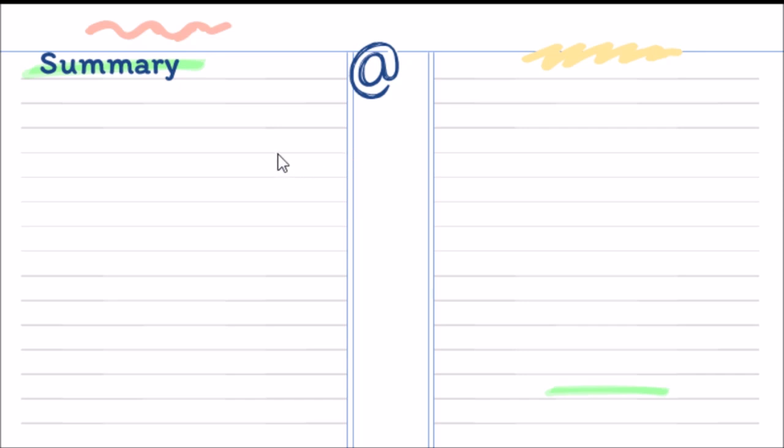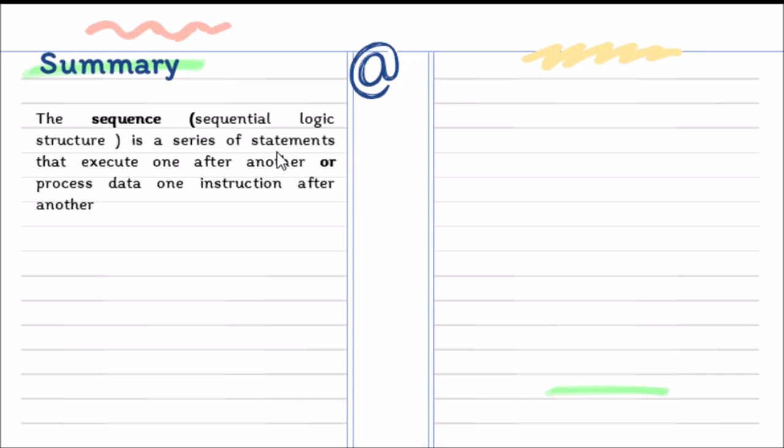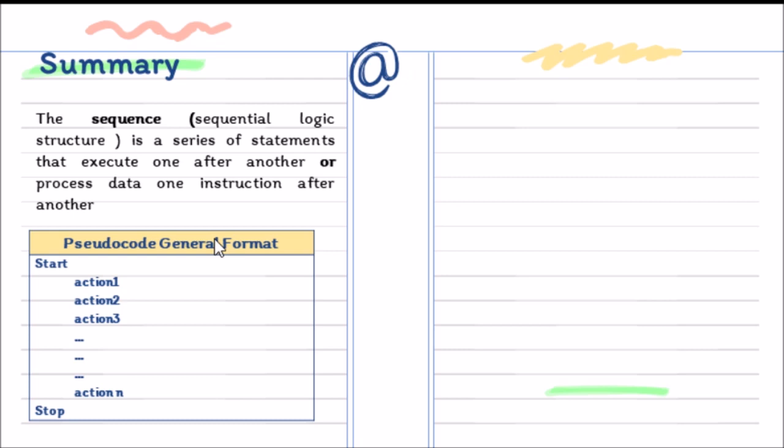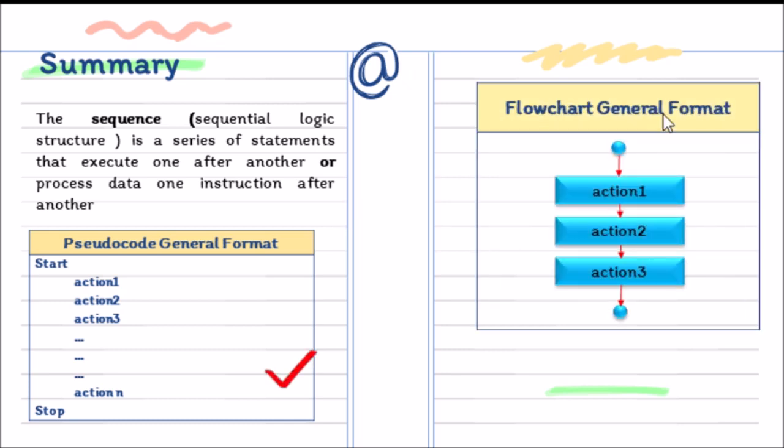So the summary is: the sequence or sequential logic structure is a series of statements that execute one after another or process data one instruction after another. This is the general format for pseudocode, and this is the general format to draw a flowchart.